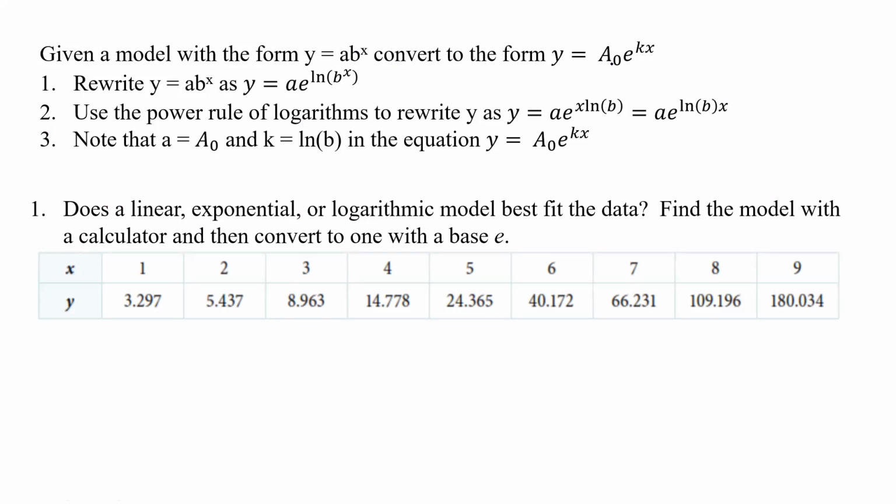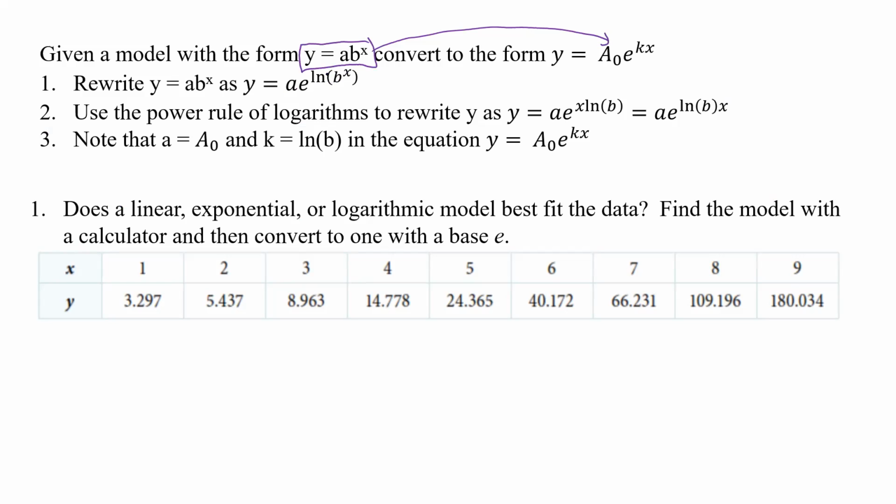It's not going to give us a naught e to the kx. And so what we need to do is figure out how to convert this into that, okay? Well, what we're going to do is rewrite y equals ab to the x as y equals a e to the ln of b to the x. So that's what we're going to have to do, we have to rewrite that.